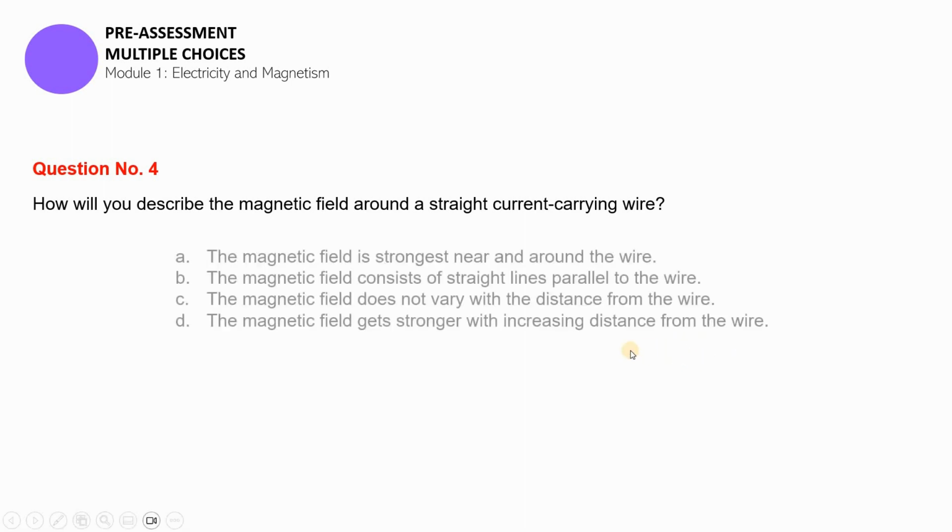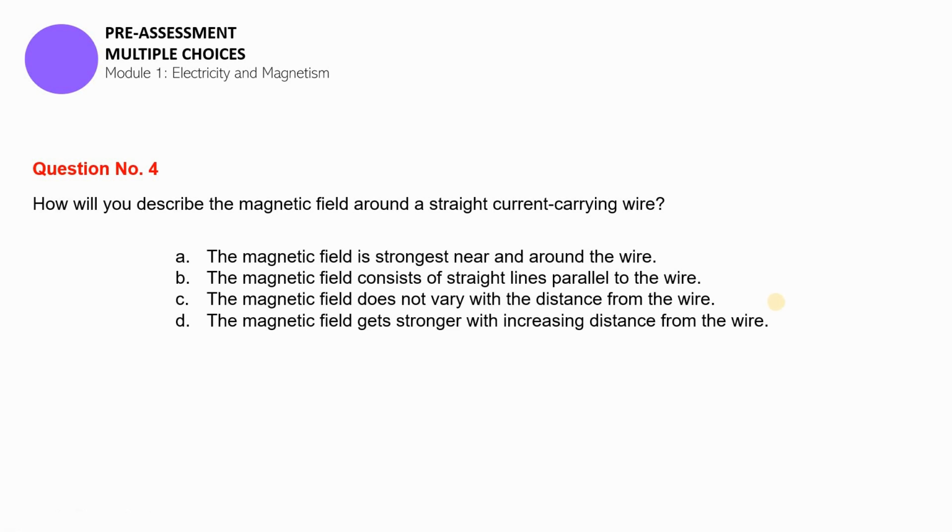Question number 4. How will you describe the magnetic field around a straight current-carrying wire? A. The magnetic field is strongest near and around the wire. B. The magnetic field consists of straight lines parallel to the wire. C. The magnetic field does not vary with the distance from the wire. D. The magnetic field gets stronger with increasing distance from the wire. Pause this video if you need more time. If you are through, let's proceed to the next question.